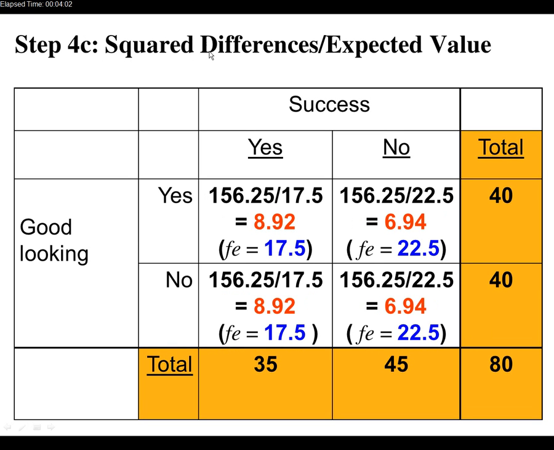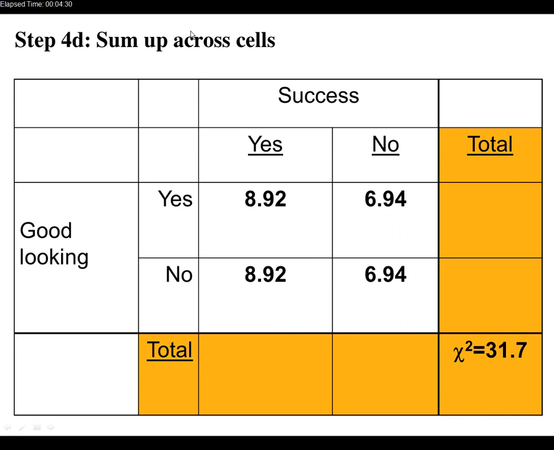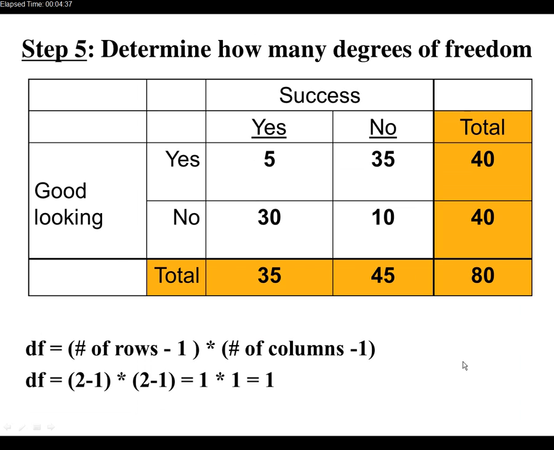Step 4c, squared differences divided by the expected value. So we simply take 156.25, which is the squared difference, divided by 17.5 in this cell, which is the expected, 22.5 in this cell, which is the expected here, 17.5 in this cell, and 22.5 in this cell. Sum up across the cells. Here you go. The chi-square equals 31.7.